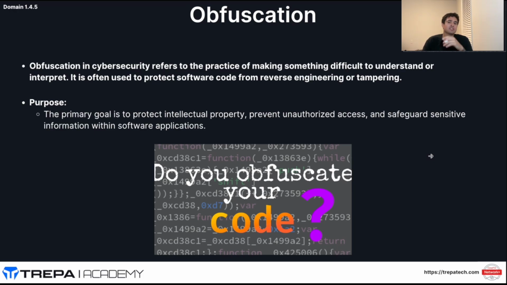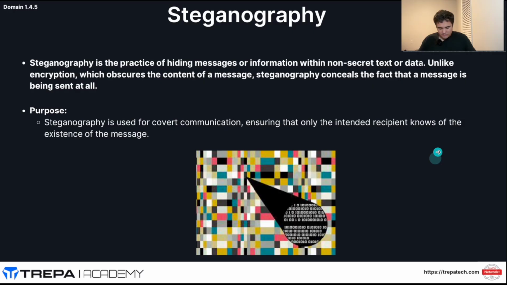Obfuscation in cybersecurity refers to the practice of making something difficult to understand or interpret. It is often used to protect software code from reverse engineering or tampering. Steganography is the practice of hiding messages or information within non-secret text or data. Think of an image, and in that image we're hiding little text or code.